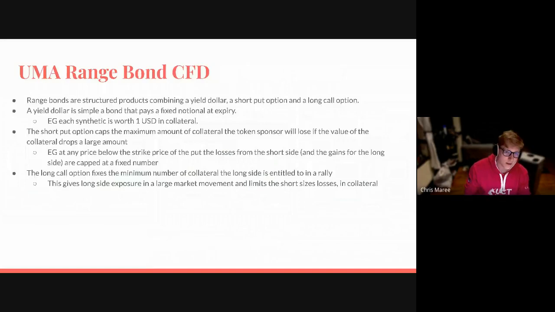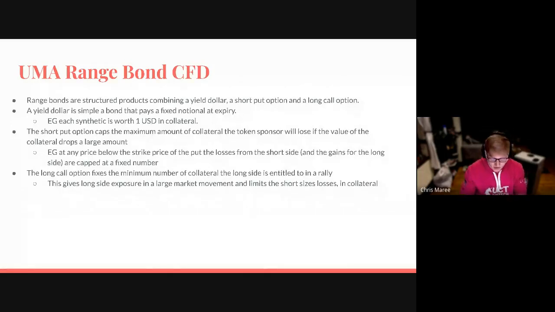Okay, so range bonds. We've looked at 3 products now. We're now going to look at the range bond. And the range bond's a bit confusing. I think it's easiest when we actually look at the payout graphs. When you can see what the payouts look like as a function of expiry price, it becomes a bit simpler. But basically, the range bond is a combination of a yield dollar, a short put option, and a long call option.